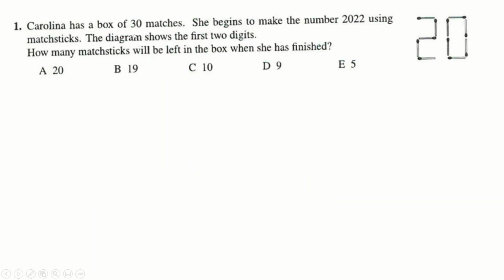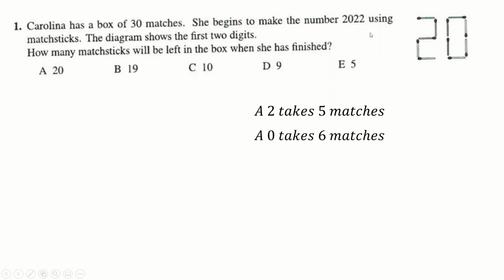So she's got a box of 30 matches, wants to make the number 2022. How many more matches does she use essentially? Well, twos use 5 matches: 1, 2, 3, 4, 5. Zeros take 1, 2, 3, 4, 5, 6 matches. So in total, she's going to need 3 lots of 5 and 1 lot of 6. So we add those all up together, and she's going to need 21 matches. We take that off of 30, and we have our nice warm-up question out the way.